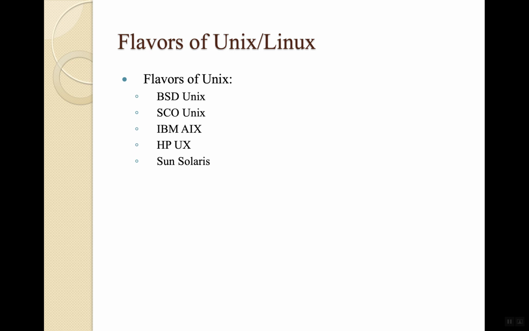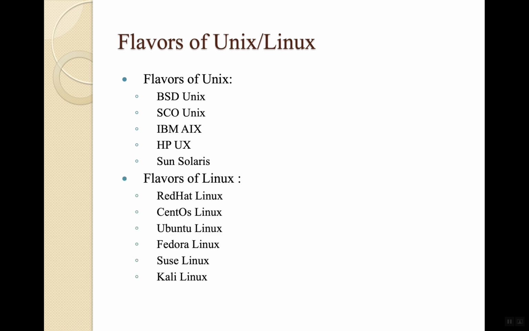Flavor is nothing but different companies' implementation of the same kind of operating system. It's commercial, you need to buy it in order to work on that server. If you see here, the flavors of Unix are BSD Unix and SCO Unix. BSD is a company, Berkeley Software Distribution Unix. These are all company names, so they introduced their own flavor. SCO Unix, IBM AIX, HP UX, Sun Solaris, these are all the flavors, and these are all commercial.